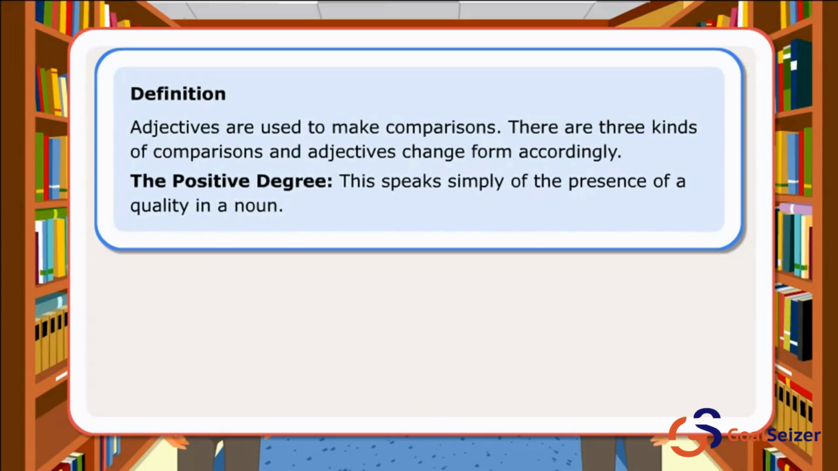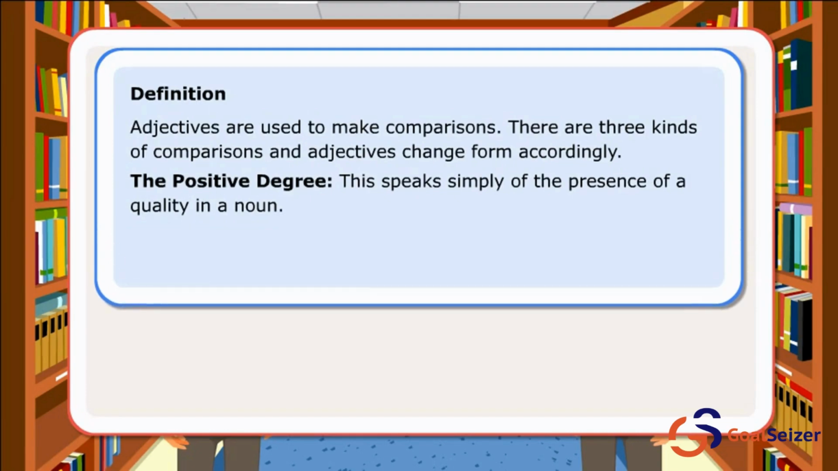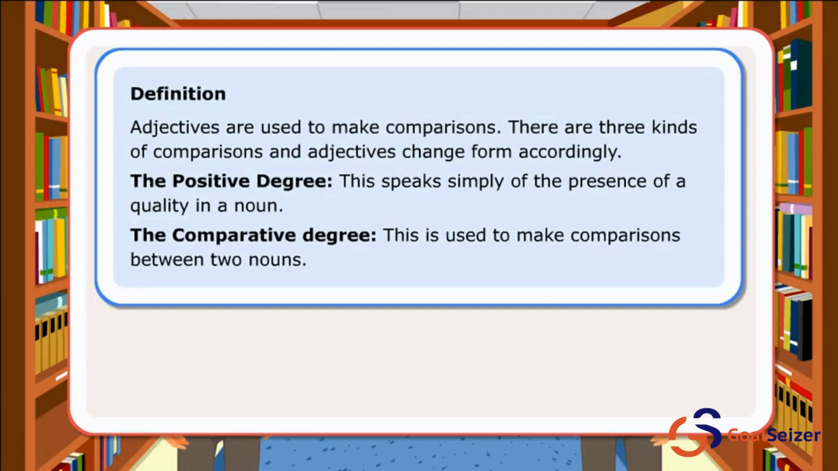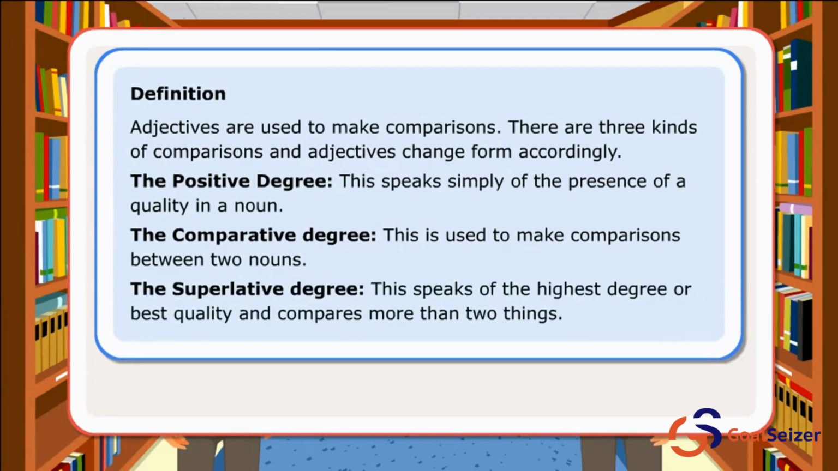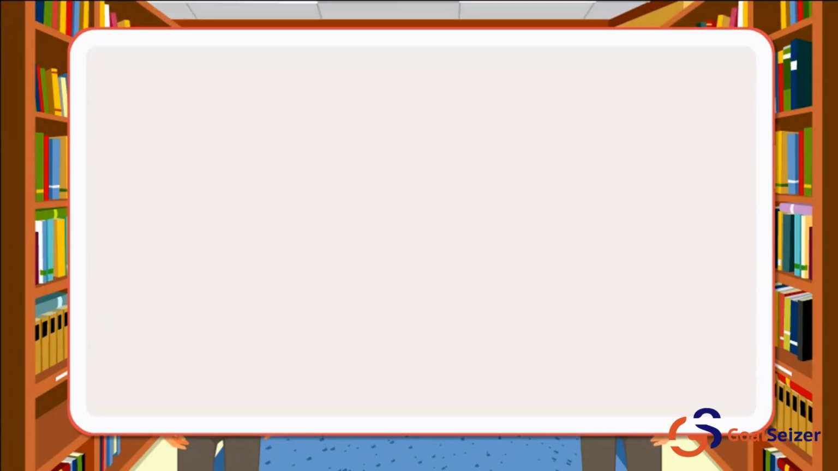The positive degree. This speaks simply of the presence of a quality in a noun. The comparative degree. This is used to make comparisons between two nouns. The superlative degree. This speaks of the highest degree or best quality and compares more than two things. Let us look at a few sentences.